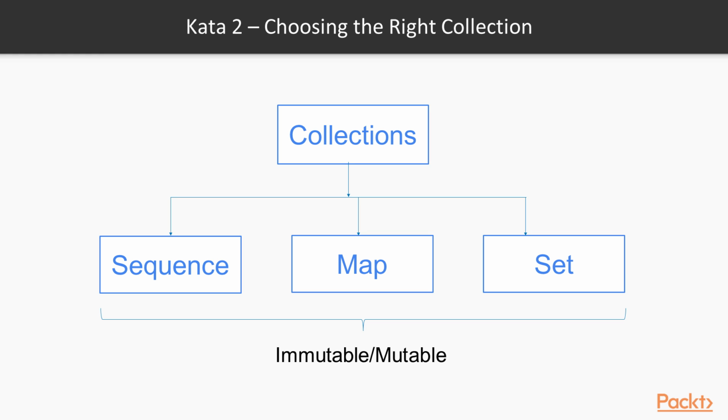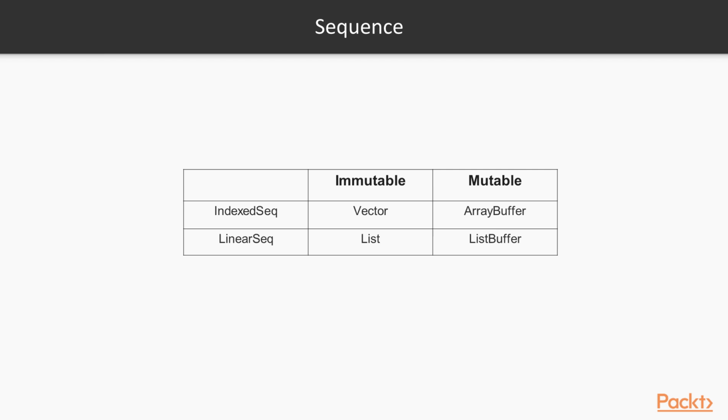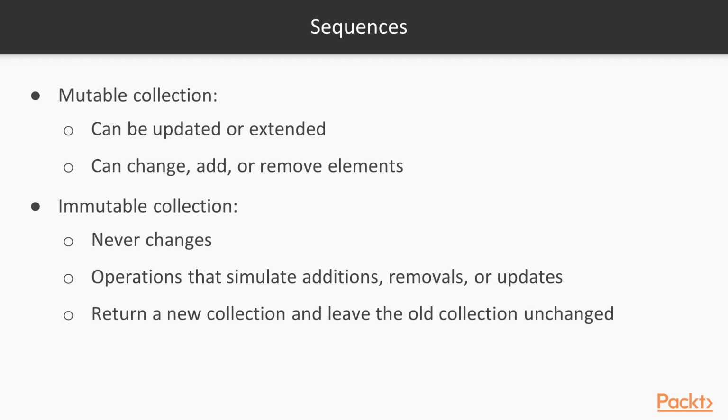Next is Kata 2, choosing the right collection. As we have seen in Scala, there are just three types of collection: sequence, map, and set. The crucial decision is whether we want a mutable or an immutable collection for each type. Sequence. The decision here is whether we need an indexed sequence, such as an array, or a linear sequence, such as a linked list. Let's see each in detail.